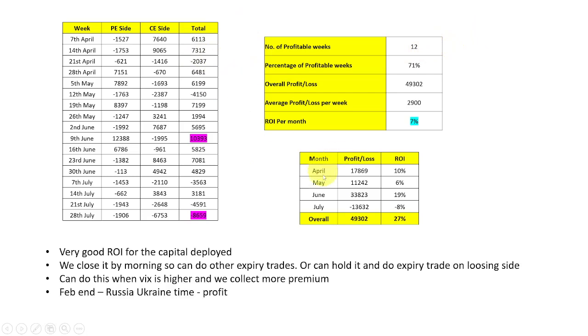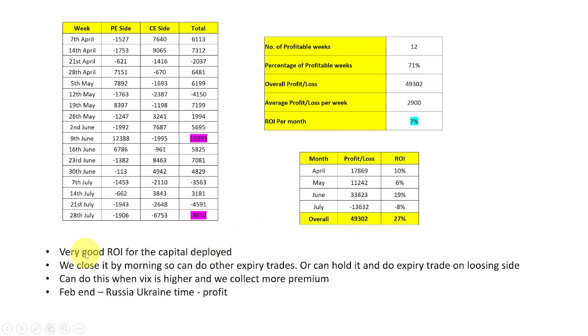You can see this is again the monthly ROI that I have given. April month it was again a profit of 10%, May 6%, June was a tremendous month with 19% profit. July was the only month in which we had a loss of around 8%. You know that in April, May, June the VIX was high compared to July. In July the VIX fell down, and that is the reason we collected very little premium. On the buy side we are buying, but on the sell side also we had very little premium. That was one of the major reasons we ended up in a loss. So we still made a loss in July.